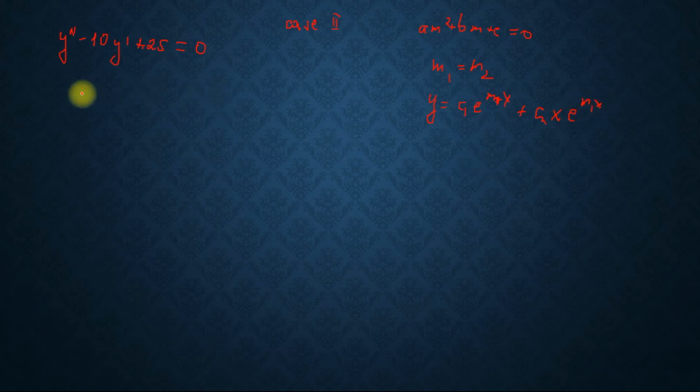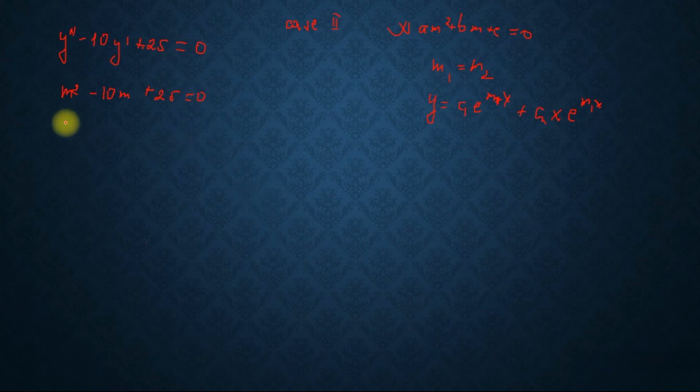Okay, so if we have this equation, guys, y double prime minus 10y prime plus 25y is equal to 0. If we want to find the solution of this homogeneous differential equation with constant coefficients, we need to consider the characteristic equation. In our case a is equal to 1, so we write m squared minus 10m plus 25 is equal to 0.